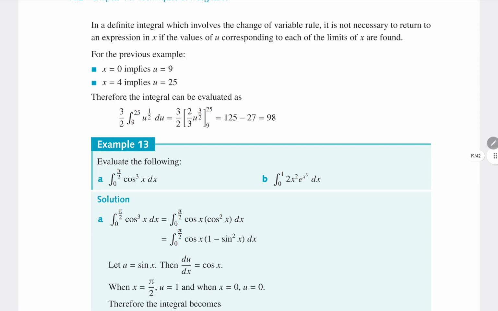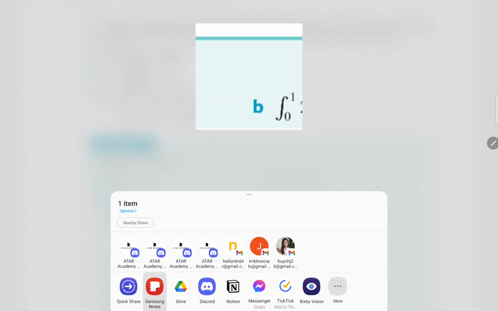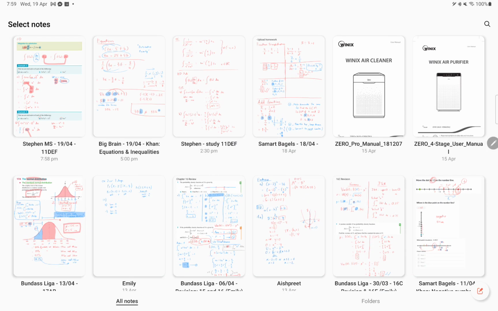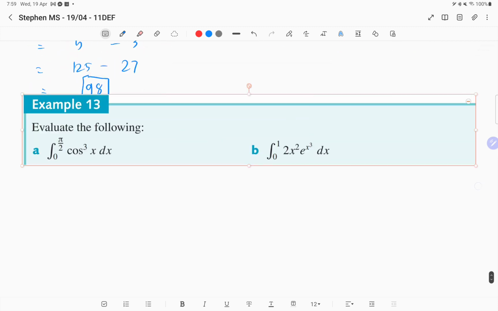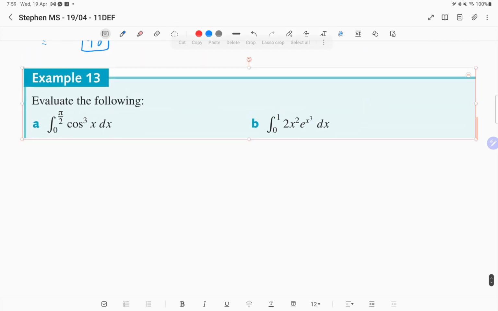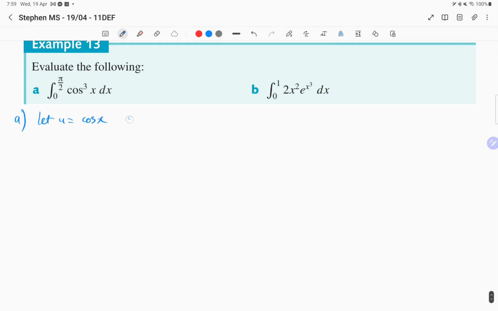So an example here, example 13, I'll go through these two with the new steps. Just find the limits for you, and then that'll make your answer a lot shorter. Okay, question A. You can go straight, let u equals cos x, right? And then du over dx equals negative sine x.